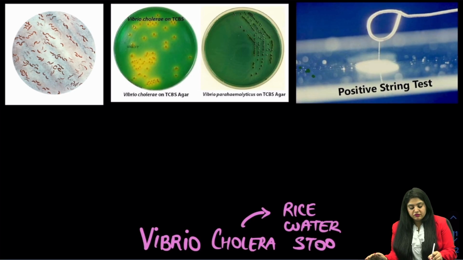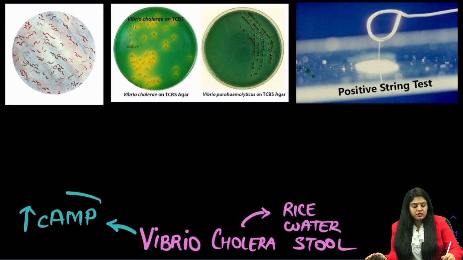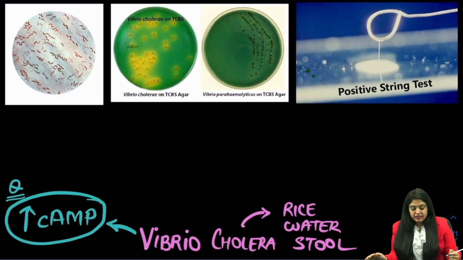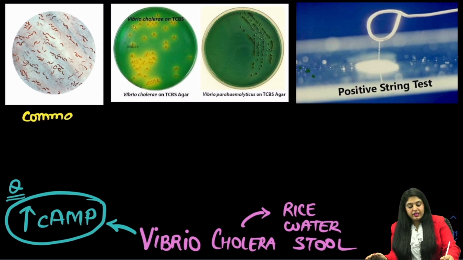In fact, they also ask you that for rice water stools, what is the mediator? Adenylate cyclase, very famous question. Adenylate cyclase matlab there is an increase in cyclic AMP that is noted, very very important. Okay, coming back, what is Vibrio? Vibrio looks like a comma shape organism. I can see the comma shape over here.